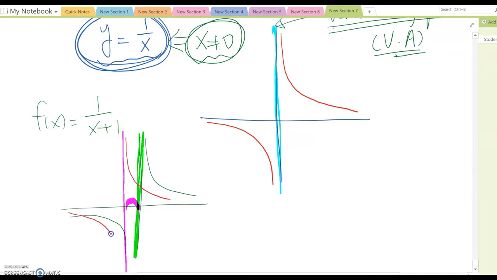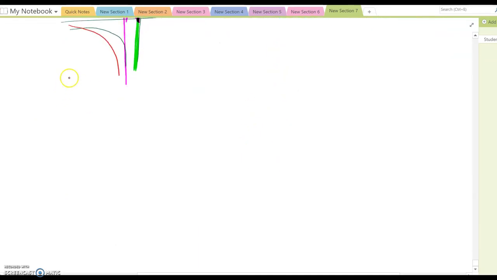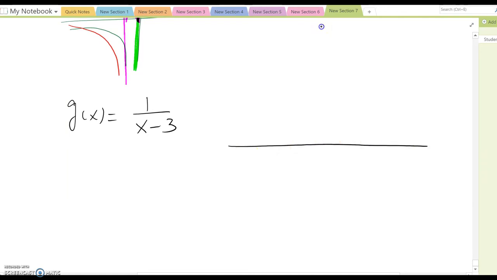like this, right? Then what about if I give you g(x) equal to 1 over x minus 3? Can you conjecture this function's graph? So this is like a function transformation. So we know that the original parent function graph was this.